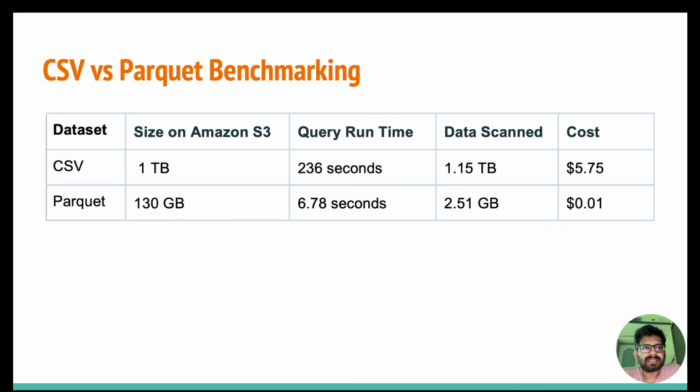Similarly, for Parquet, the stored data is 130 gigabytes. Parquet is also a compression format, so the total data stored comes down drastically, and the query runs massively faster, which is under 7 seconds, and the total data scanned is a fraction of the 1.15 TB, just 2 gigabytes, and the cost incurred is just 1 cent. So this shows us how the Parquet format gives us an advantage as our data set increases exponentially.